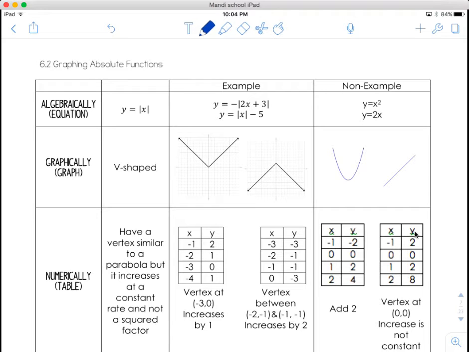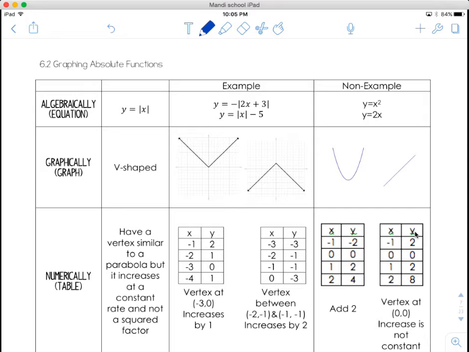Okay, this is lesson 6.2. Going to graph absolute value. So far we've graphed linear equations, we've graphed quadratics. Last lesson we graphed exponential equations and exponential functions. And then this lesson we're going to graph absolute value functions.